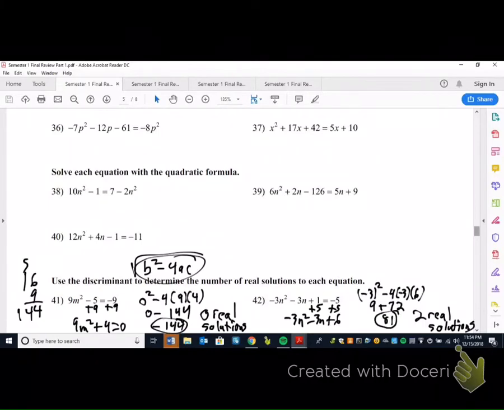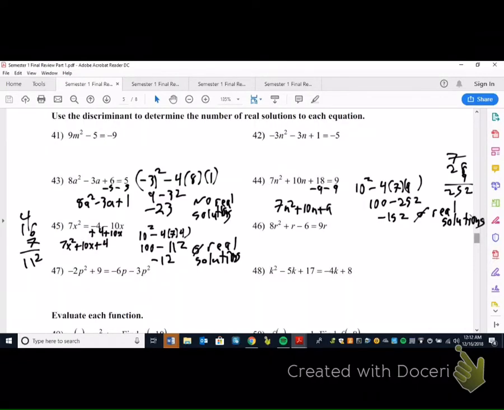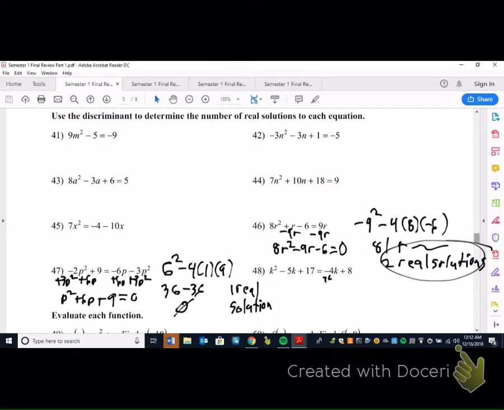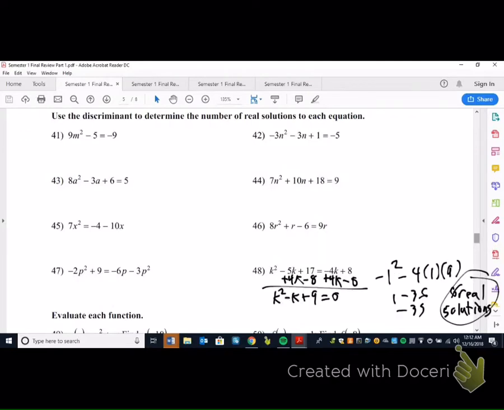So 41 is negative 144, 0 real solutions. 42, the discriminant's 81, that's positive, so we have 2 real solutions. That's 43, 44, 45, 46, 47, and 48. Again, if you're not getting these, feel free to go back, rewind, pause, whatever.